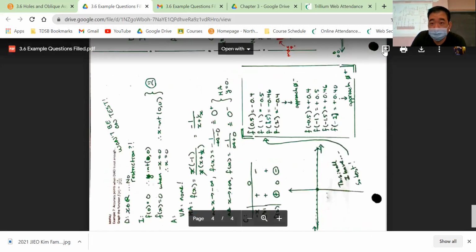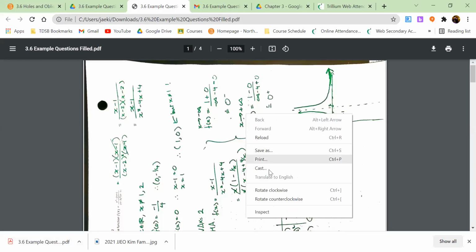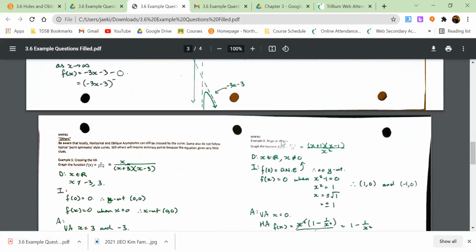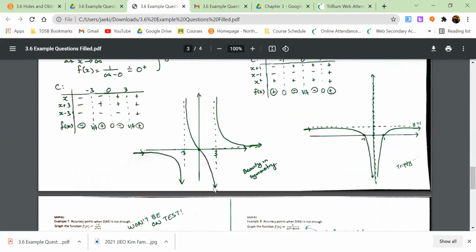Here. Oh shoot, I have to download this if I want to rotate, don't I? Okay. Open. Then rotate clockwise.